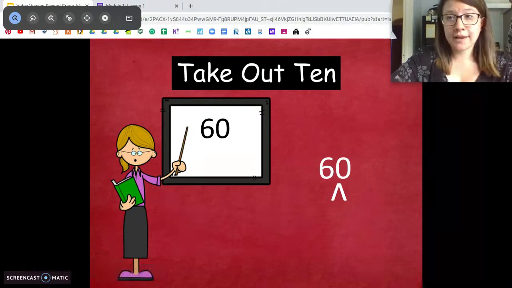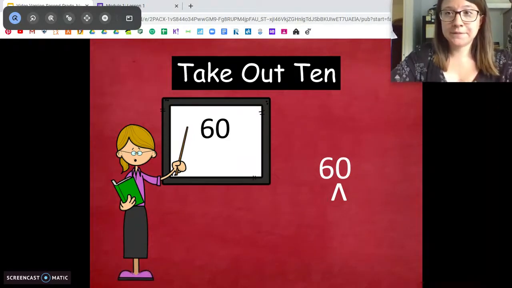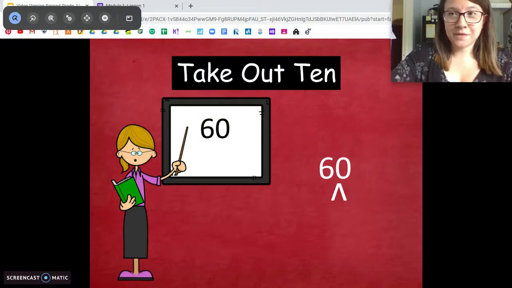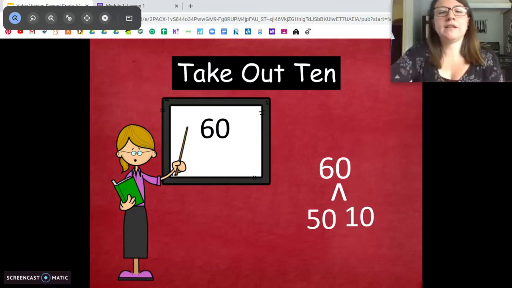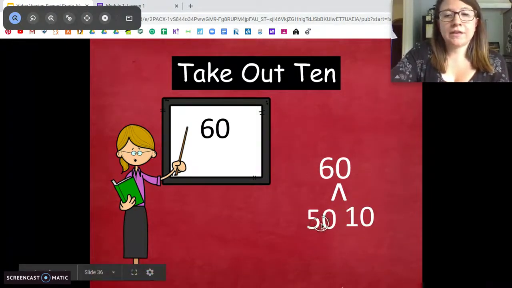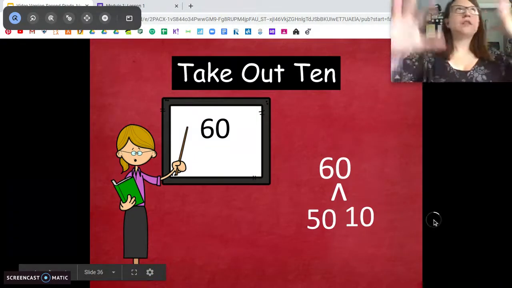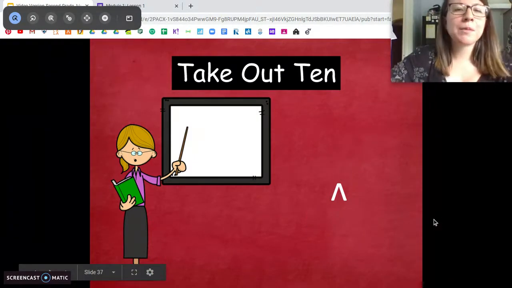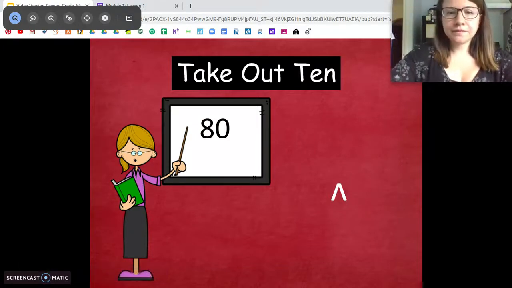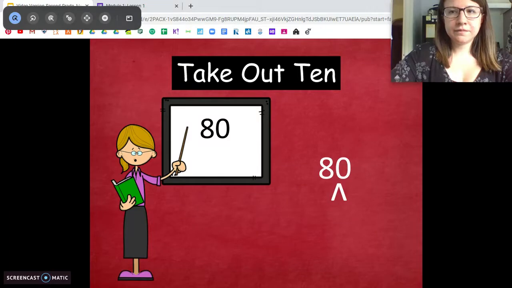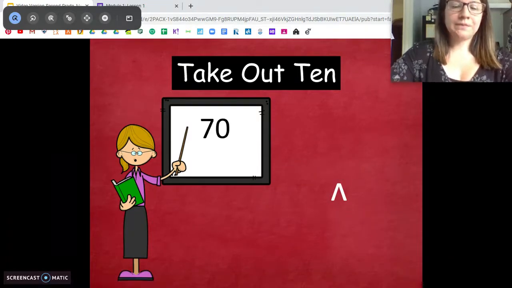60 is your whole. Take out 10. Pause the video. Show me the number bond. Ready? Okay. 60 on the top. One of our parts is 50. The other is 10. 60 minus 50 equals 10. 60 minus 10 equals 50. 50 plus 10 equals 60. So many addition and subtraction problems with number bonds. Next one. Whole is 80. Unpause when you're ready. Should have a 70 and a 10.